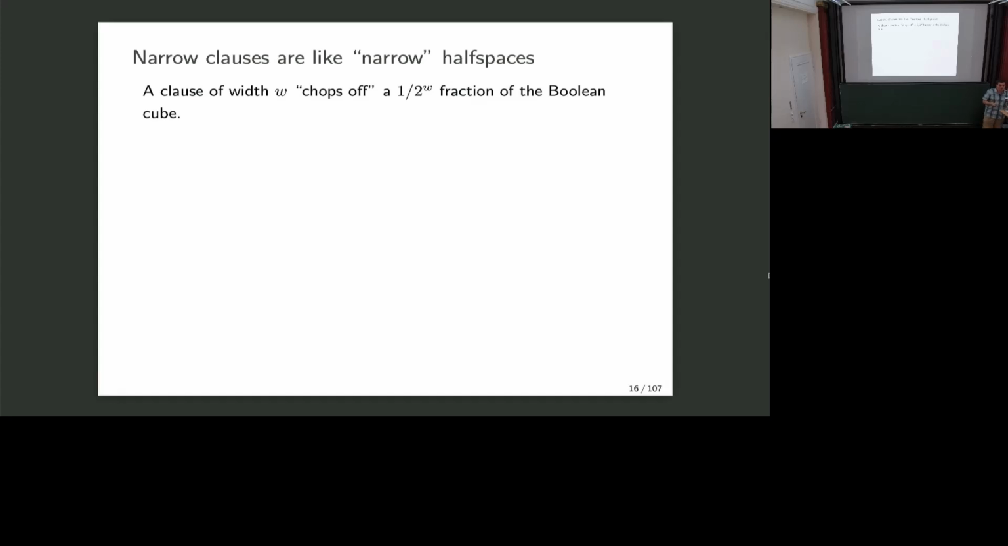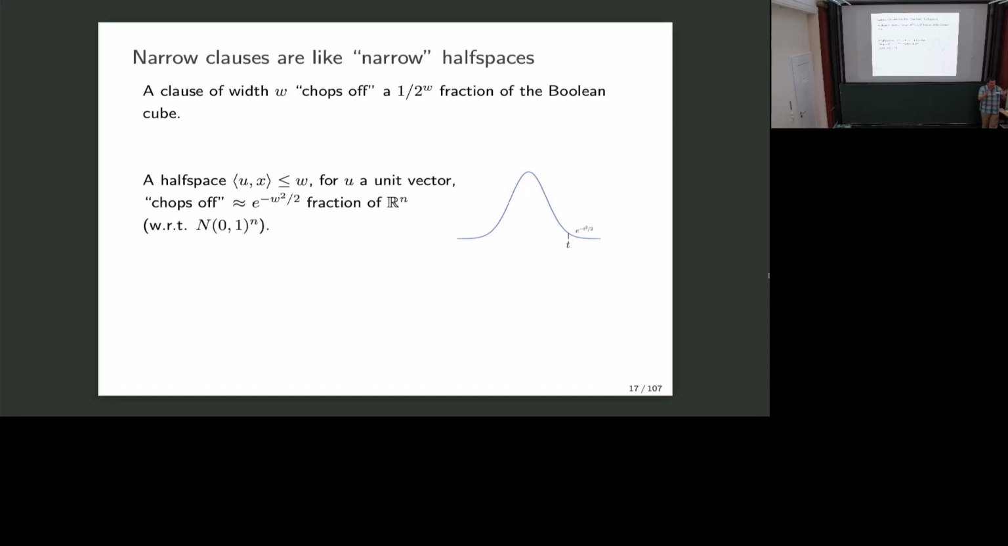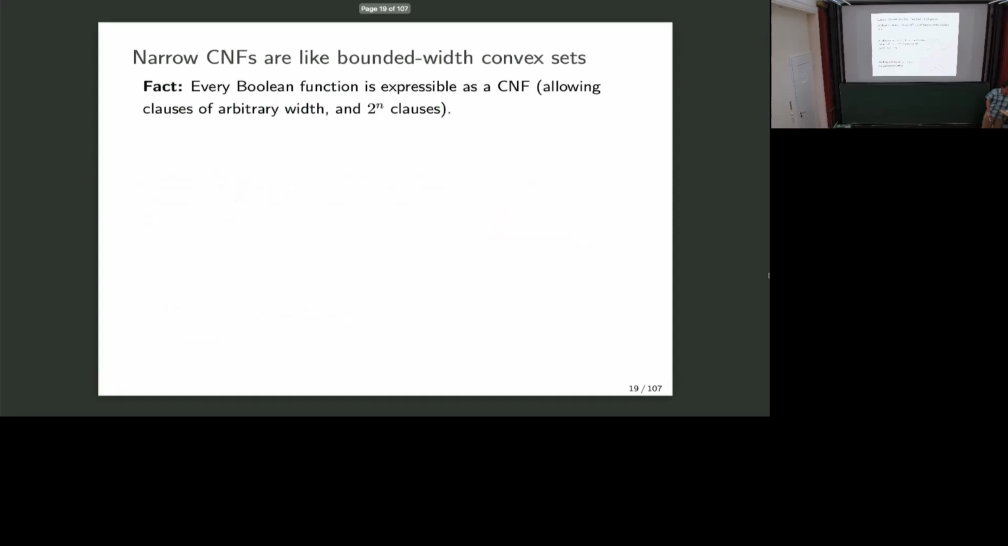We can think about narrow clauses in the CNF setting, a clause of width w. Well, it chops off a 1 over 2^w fraction of the Boolean cube. If it's even narrower, it chops off even more of the Boolean cube. So I think the analogous way to think about this in the continuous setting is that if I have a half space, say u dot x less than or equal to w, where u is a unit vector, well, in Gaussian space, this chops off the Gaussian tail, e^(-w^2/2) or so fraction of the Gaussian space, because of the spherical, rotational symmetry of the Gaussian. Okay? So we have an analogy here: analogous to clauses of width at most w are half spaces where the separating hyperplane has Euclidean distance at most w from the origin. We'll say such a half space has geometric width w. So far, so good? Okay, good.